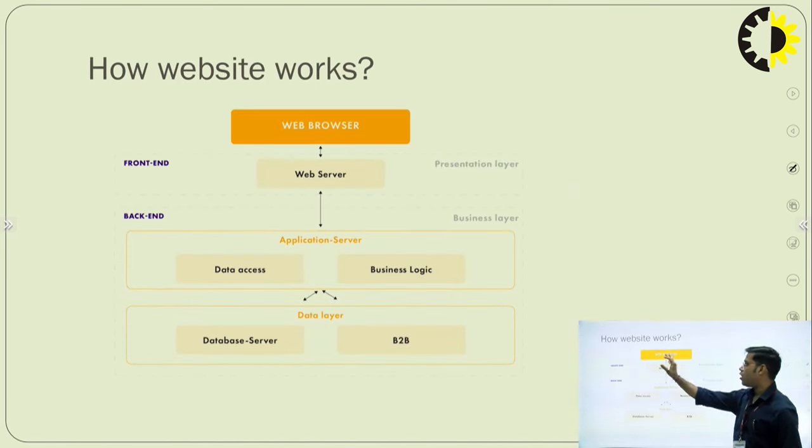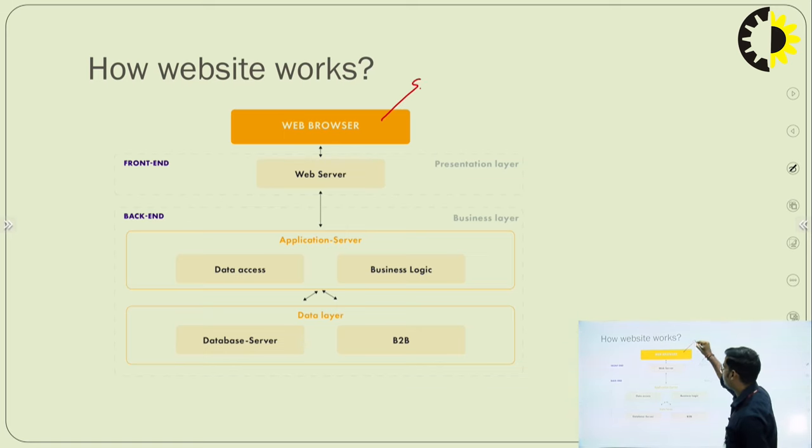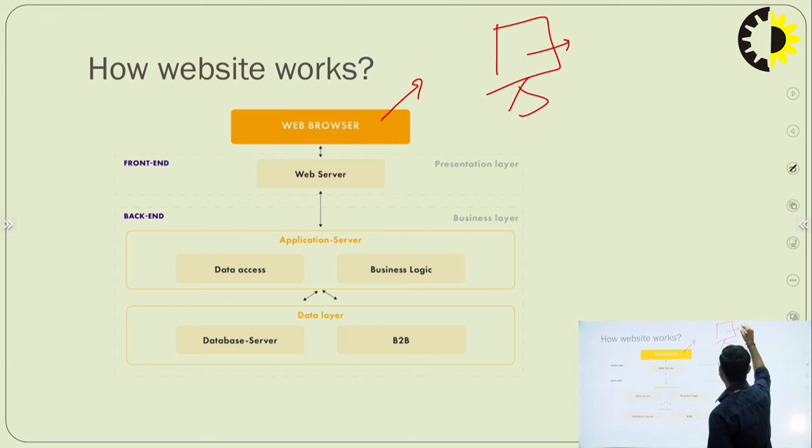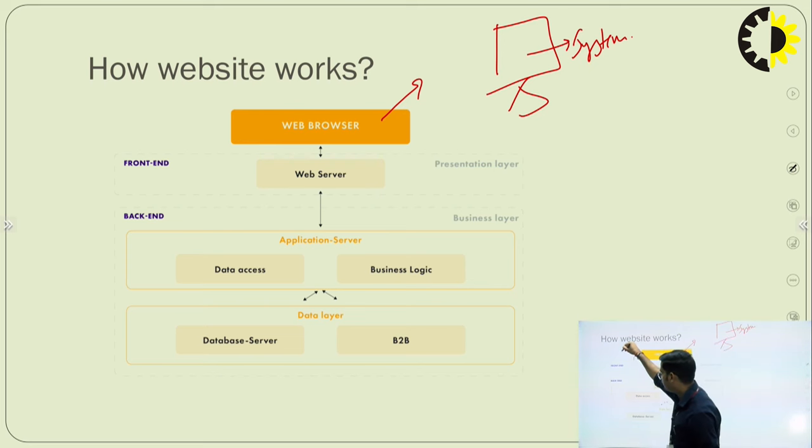Then we have to discuss how a website actually works on the internet. Firstly, we have to understand the terminology called the web browser. Web browsers are like Google Chrome, Mozilla Firefox, Safari. These are the web browsers that work on the client side. Client side means your system. On your system, we have different types of browsers like Google Chrome, Safari, Opera, Mozilla Firefox. Through the web browser, we develop the web page, and the collection of web pages is called a website.